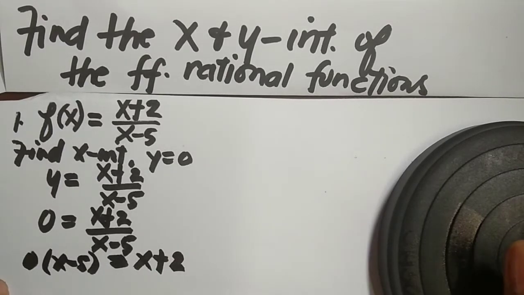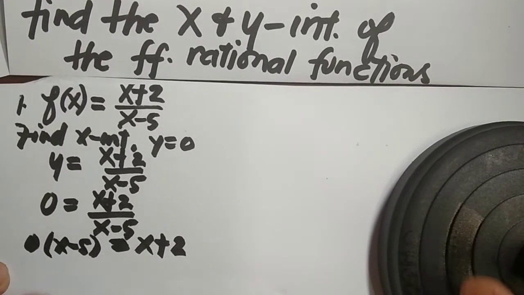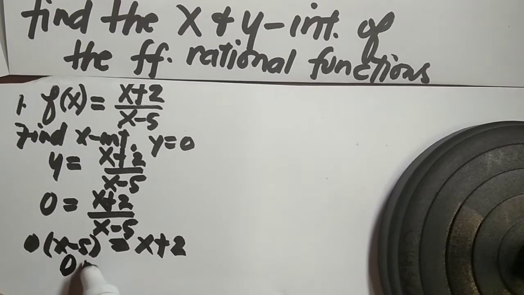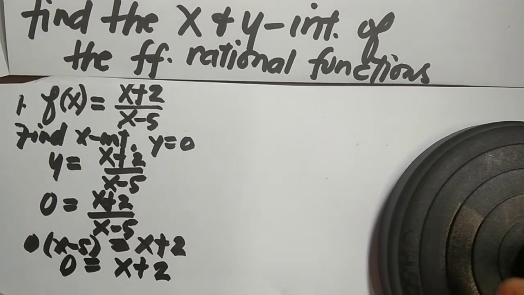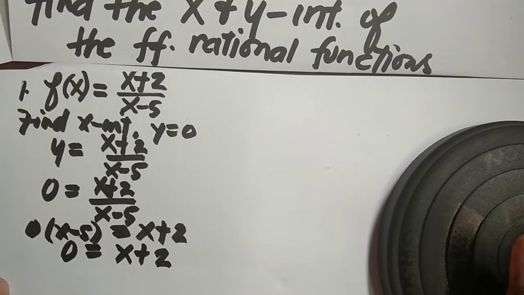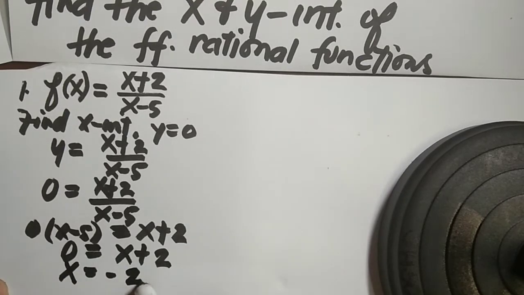Then 0 is x plus 2. What is the final answer for that? We have x equals negative 2. So the x-intercept is at negative 2 of x.